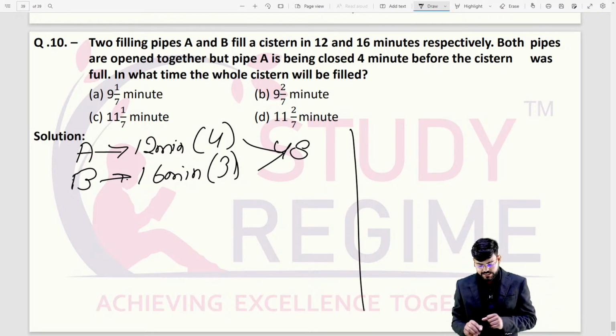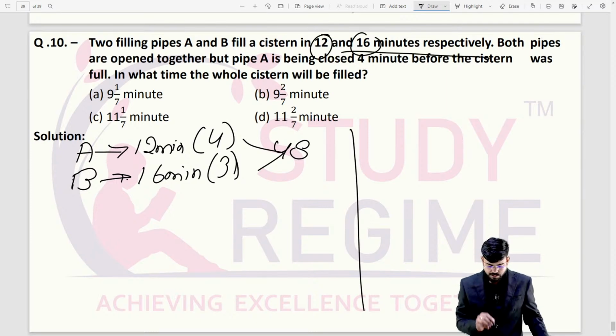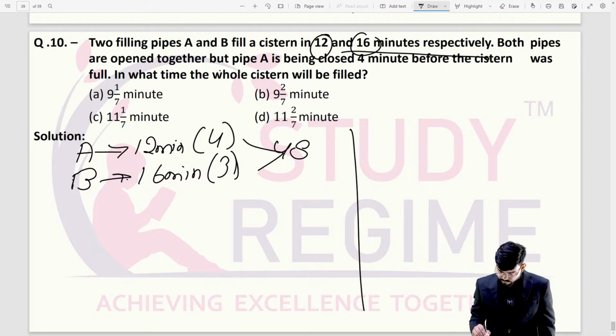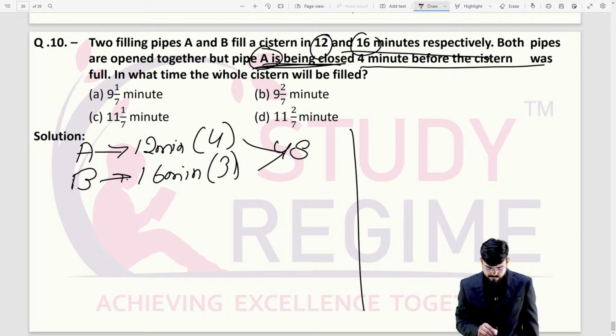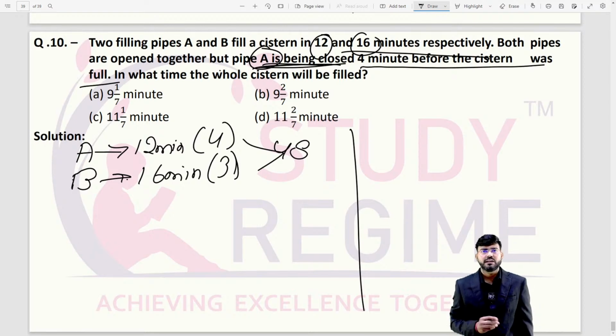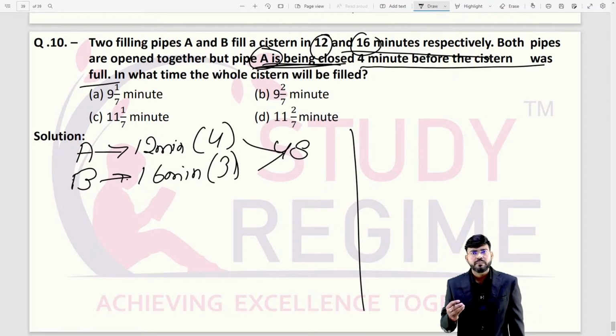Two filling pipes A and B fill a cistern in 12 minutes and 16 minutes respectively. Both pipes are open together, but A is closed. Very important, you have to mention which one is closed. A is closed 4 minutes before the cistern was full. Okay. At the last stage what was done? 4 minutes before, when the cistern was about to fill, A was closed.